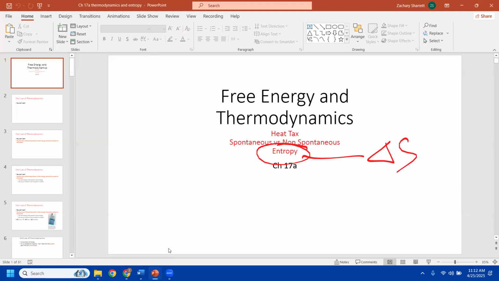So enthalpy was basically the heat of a reaction and things like that we learned about in chapter 6 of 115A. In this chapter, we will continue to talk about heat and the heat tax, but then we'll talk about things being spontaneous versus non-spontaneous.